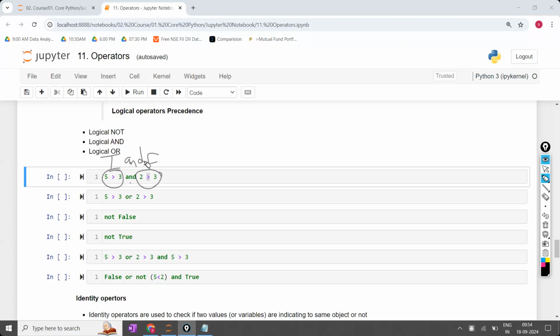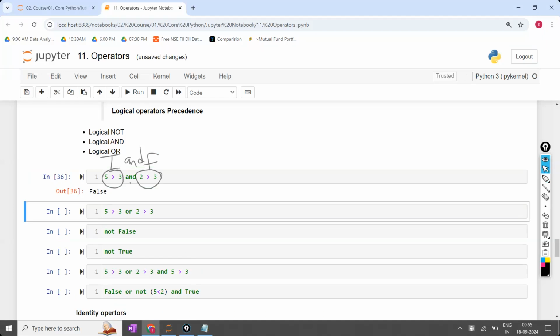Now true and false. What is true and false? The output is false, because we get true only when all the conditions are true when we write and. So the output is false. Same logic again, one more time. 5 is greater than 3, again it is true. Or 2 is greater than 3, false. Now true or false is there. What is the output? True.